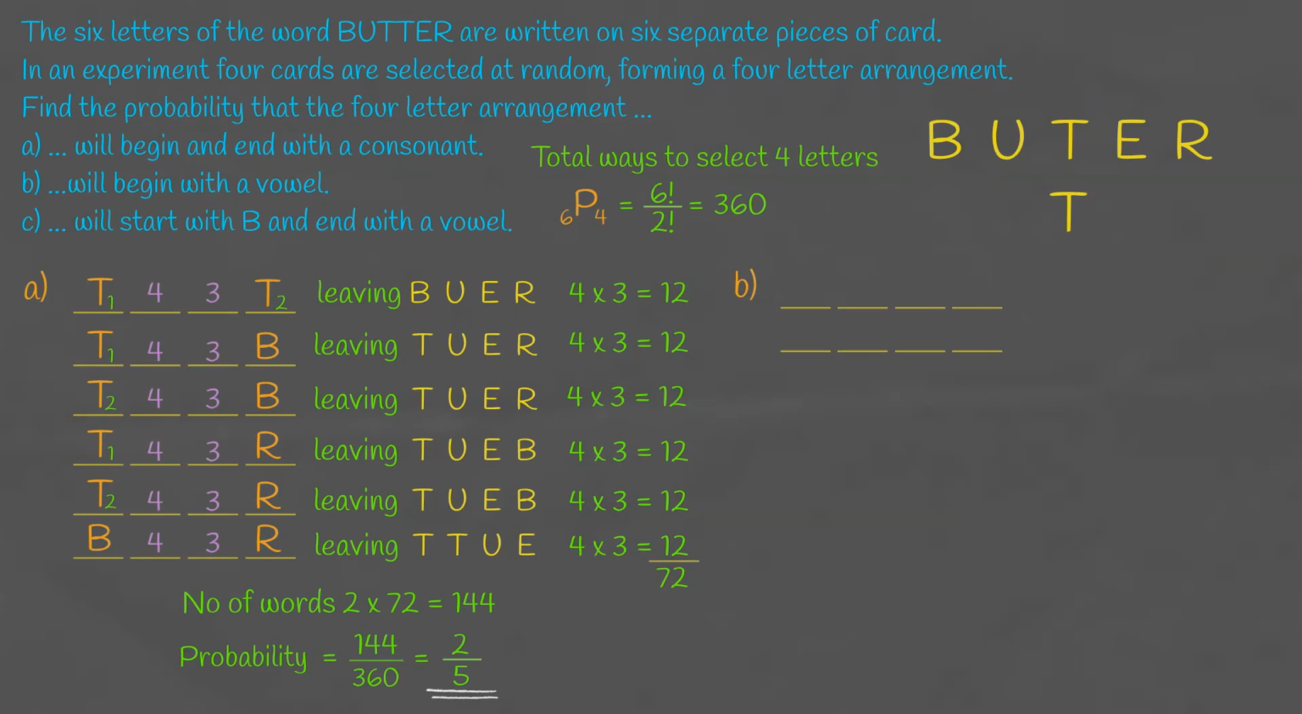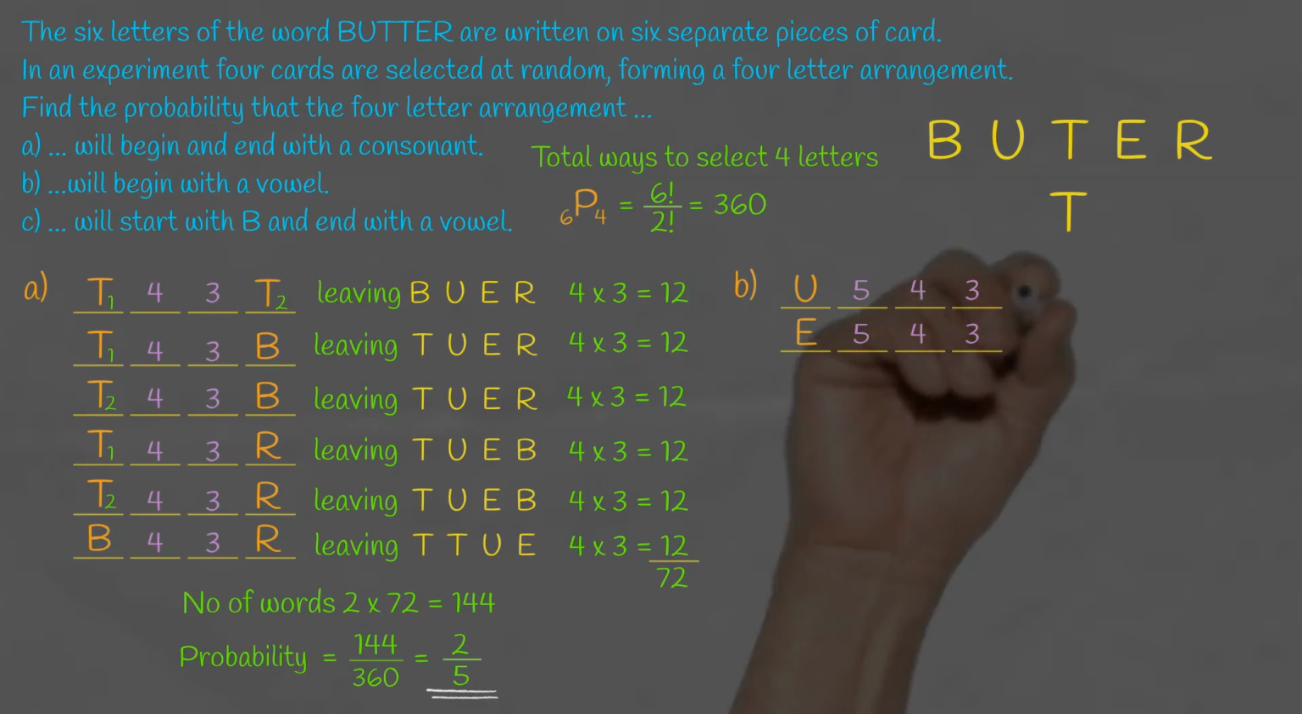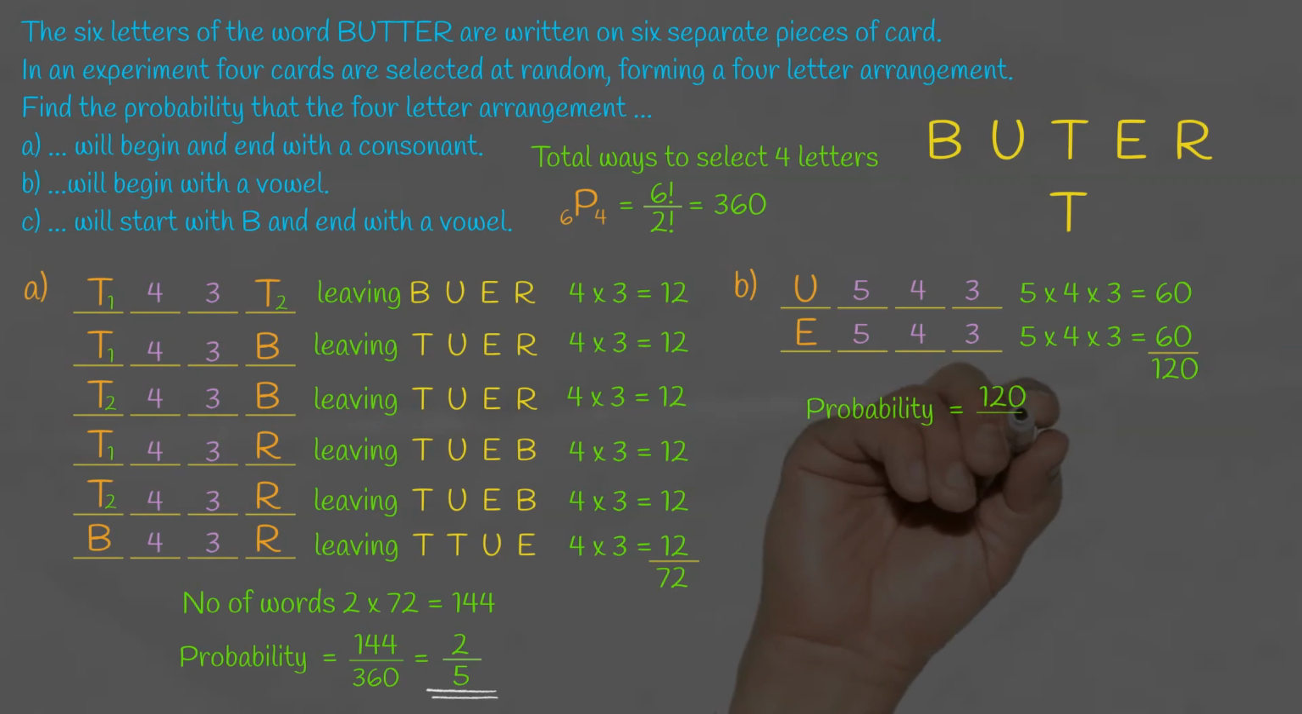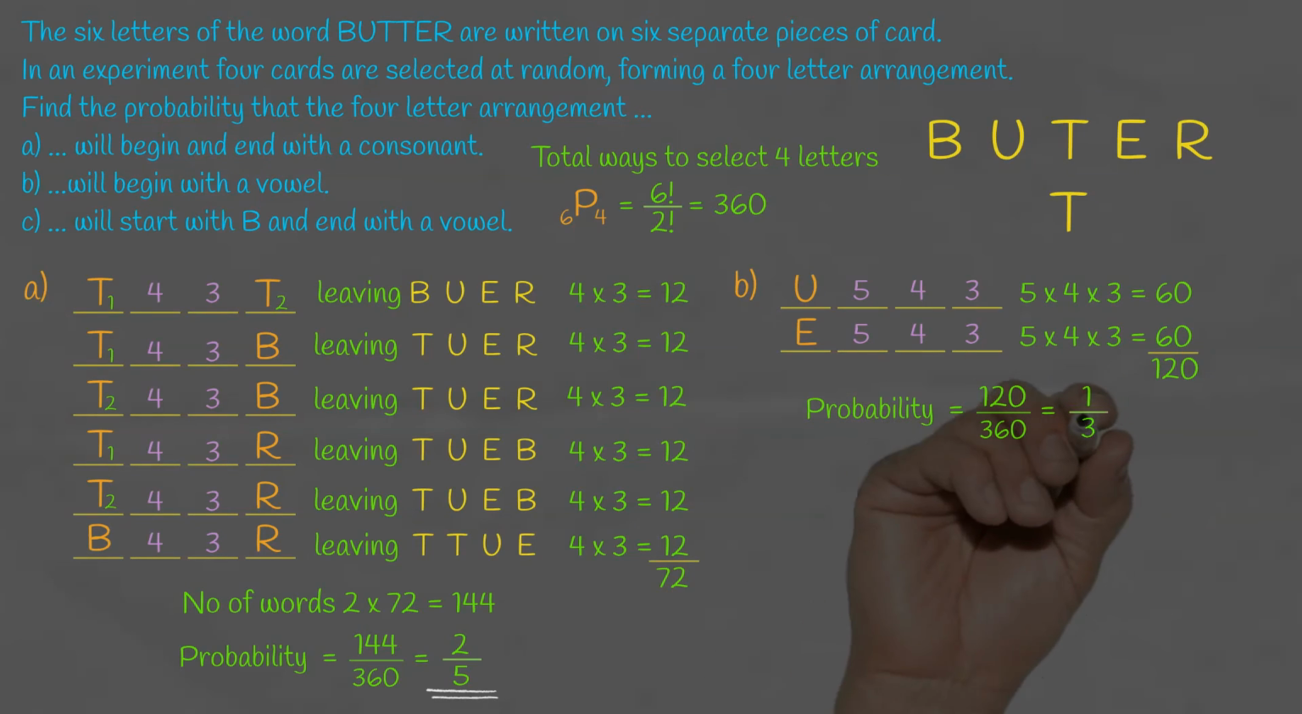Next, we have to work out the probability that the arrangement begins with a vowel. Now there are only 2 vowels, so it can either start with a U or an E. And in both cases, that leaves 5 letters to choose from for the second place, 4 for the third, and 3 for the fourth. So that gives us 60 arrangements each, which makes 120. Or if you preferred, you could also use the permutation formula, n factorial over n take r factorial, where n is 5 and r is 3, and you would also get 60. And the probability is the sum of these two, 120 divided by 360, which is equal to a third.